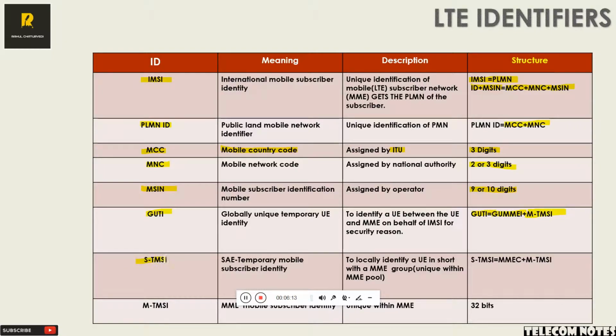Coming to STMSI now first, it's S-temporary mobile subscriber identity, to locate and identify a UE in short within an MME group. So STMSI is the combination of MMEC, that is MME code, and MTMSI. Coming to MTMSI now, MTMSI is MME mobile subscriber identity, that is unique within the MME, having 32 bits.